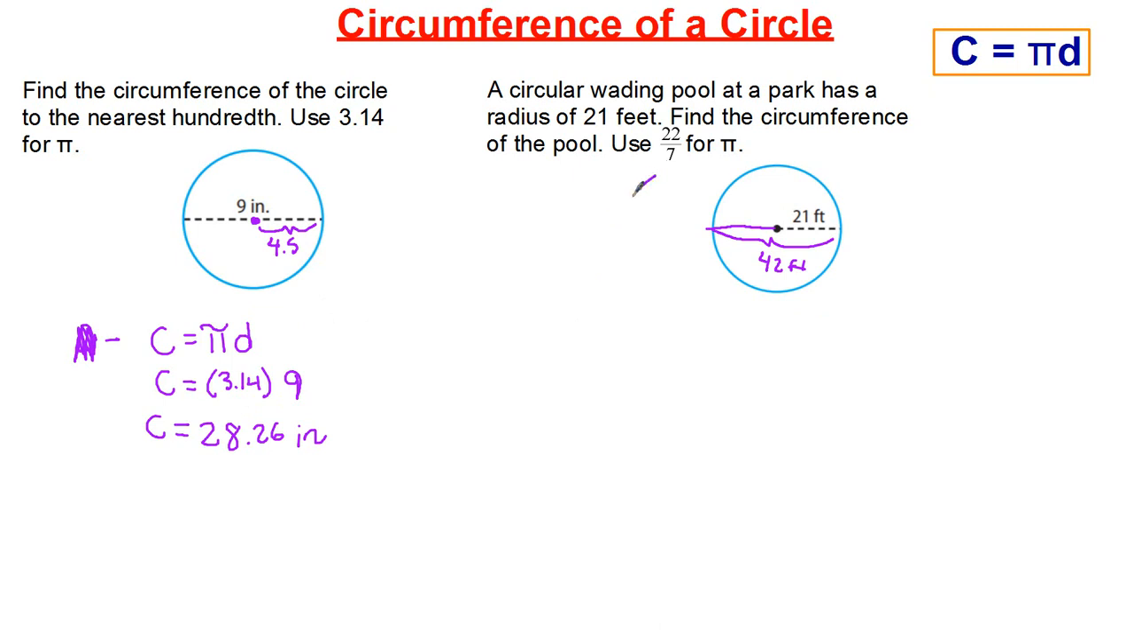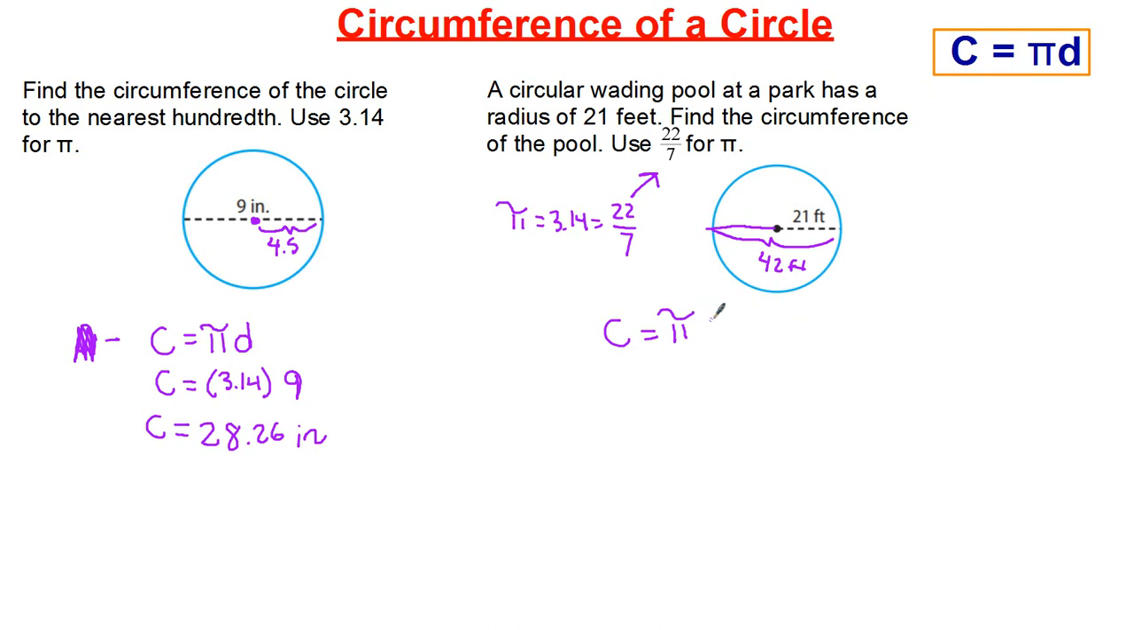Now, if I don't want to use 3.14, I could always use the ratio for pi. Pi is equal to 3.14, but it's also equal to 22 over 7. So if I see that I have a number divisible by 7, then it might make more sense to use the fraction ratio as opposed to the decimal. So I'll show you this.